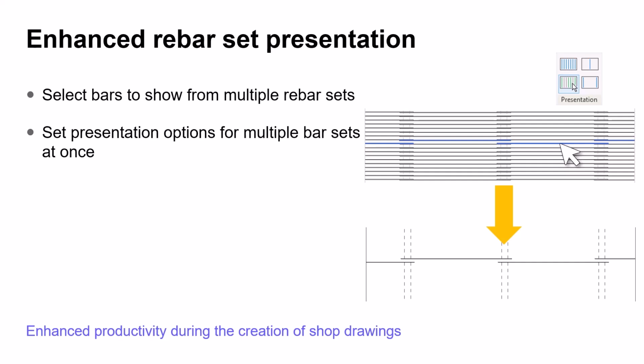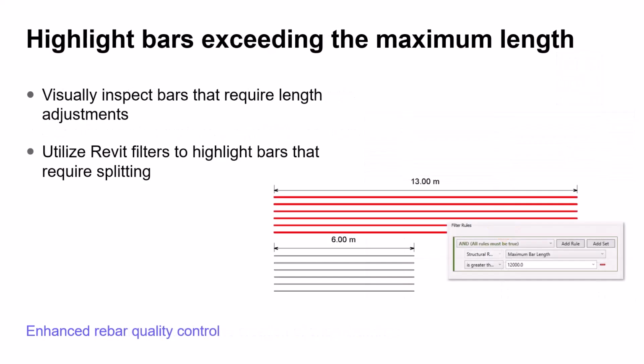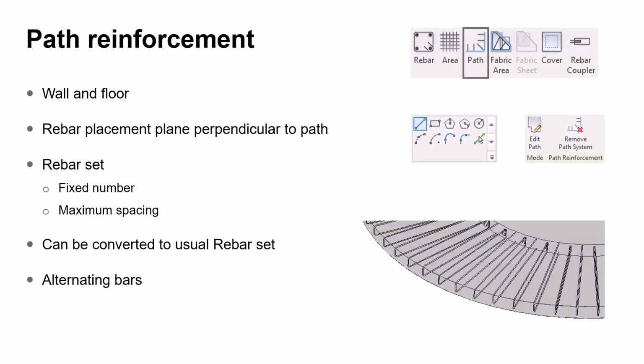Next, speaking about enhanced rebar set representation, you can also set up the presentation options for multiple rebar sets at once. So thanks to this capability, you can also create reinforcement floor plans more easily by managing the presentation options of multiple rebar sets at once. And you can also easily visually inspect bars that require length adjustments. So using Revit filters, you can highlight bars that exceed the maximum length and require splicing.